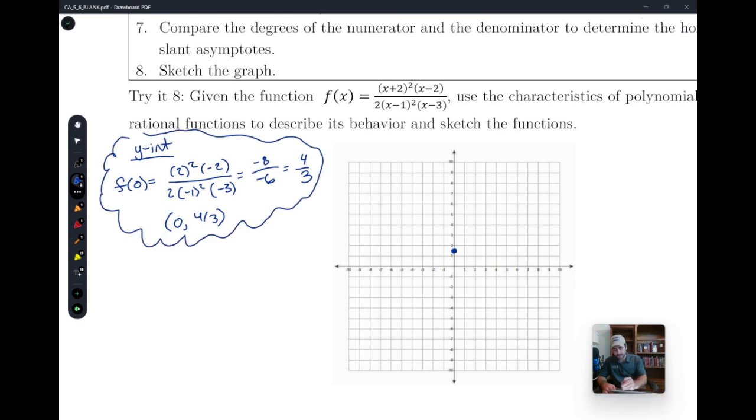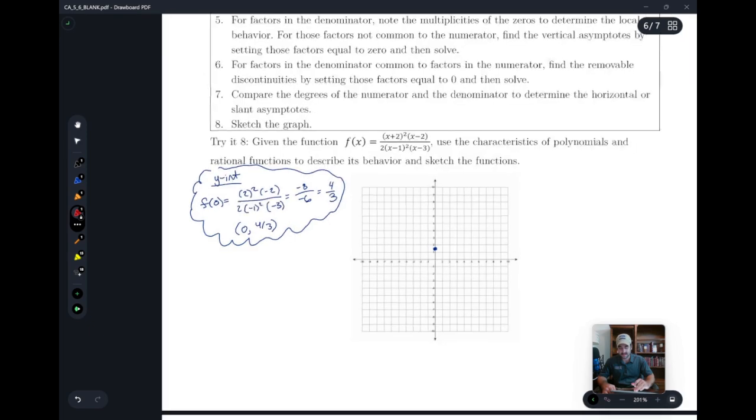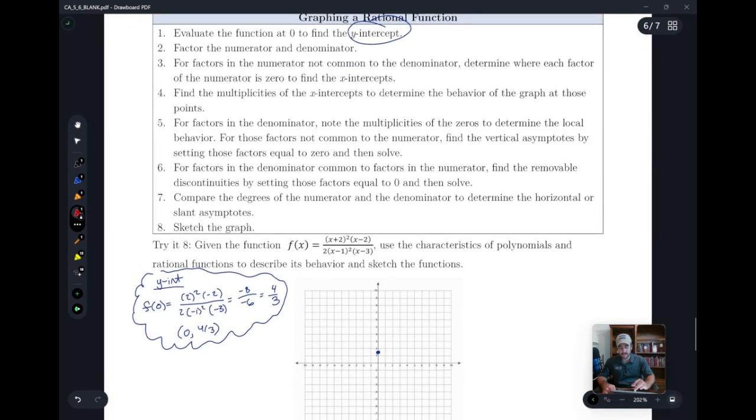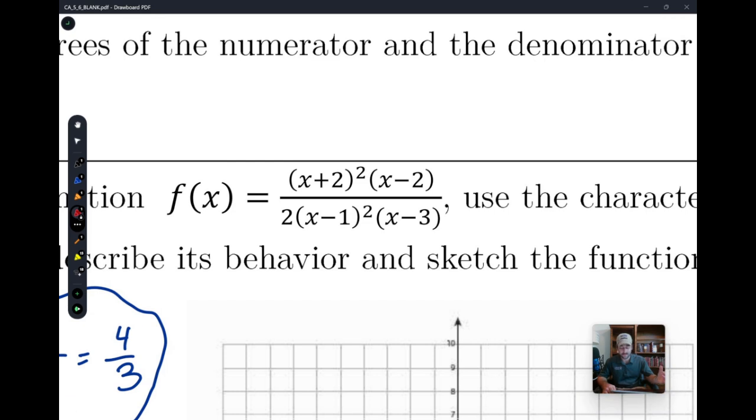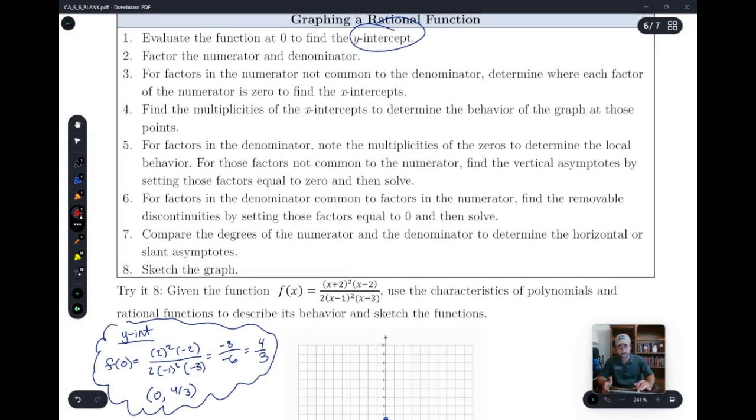We found our y-intercept. The second step they ask us to do is factor out the numerator and the denominator. Look right here, they've done that for us. It's in fully factored form. We don't really have to do anything else. If they gave you long polynomials, you'd have to factor them on your own. So check mark, we're done with step 2.